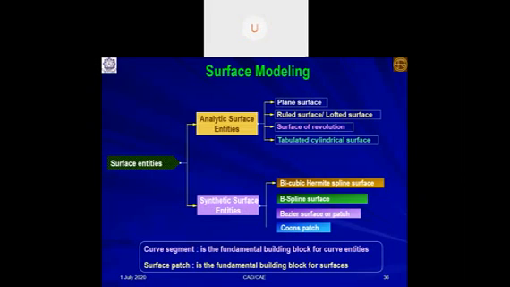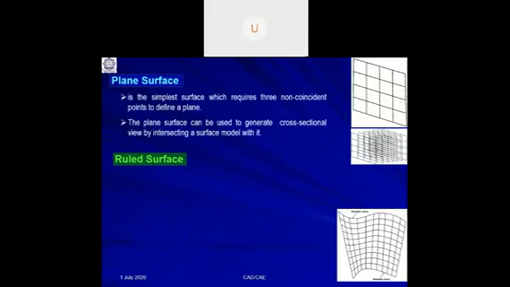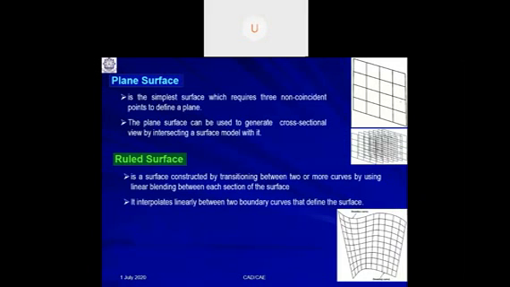So curve segment is the fundamental building block for the curve entities, whereas the surface patch is the fundamental building block for the surfaces. So these are some examples of the plane surfaces. It is a very simple way. You can create the plane surface, you can draw a line, extrude that one, you will get the plane surfaces. There are some ruled surfaces, the surface constructed by transitioning between two or more curves by using the linear blending between each section of the surface. So this is the example of ruled surface.